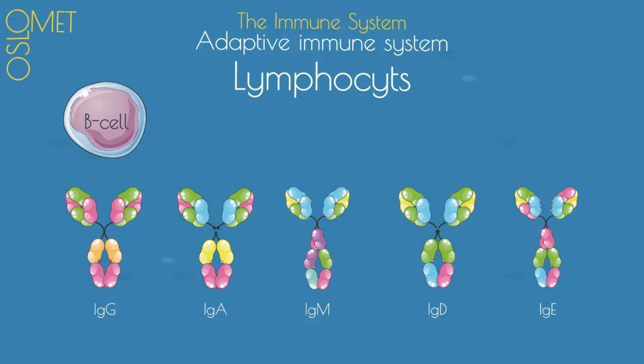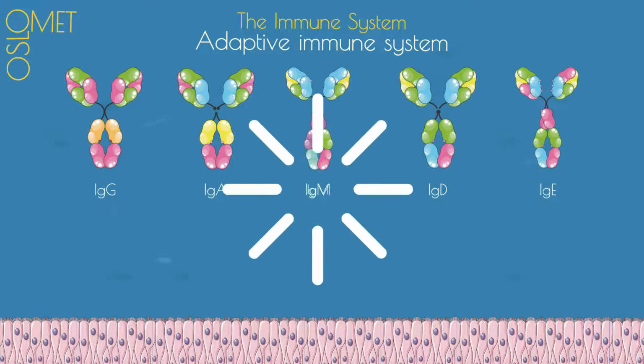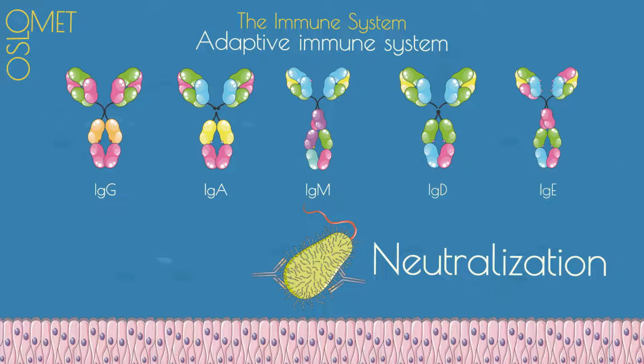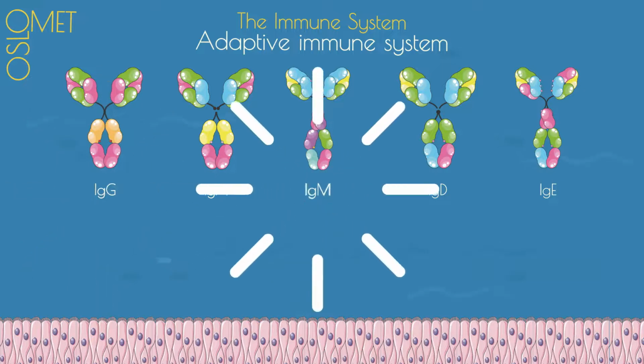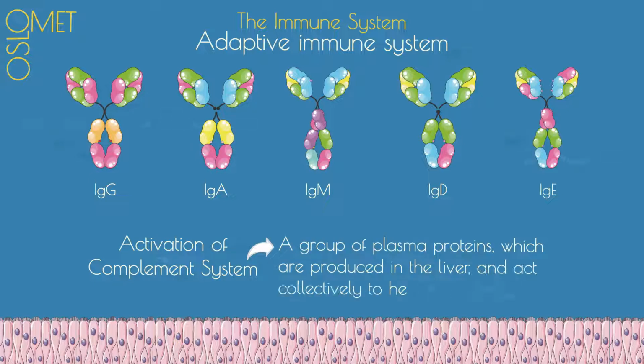and IgE. These antibodies have different functions, for example, IgM, IgA and IgG can bind to an antigen to prevent it from interacting with our cells. This performance is called neutralization. IgG and IgM can also activate the complement system, which refers to a group of plasma proteins, which are produced in the liver, and act collectively to help destroy pathogens.